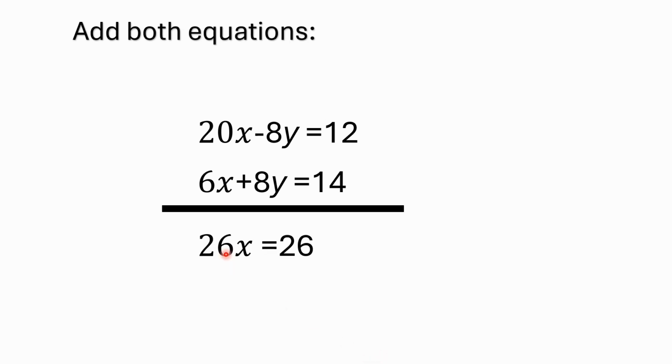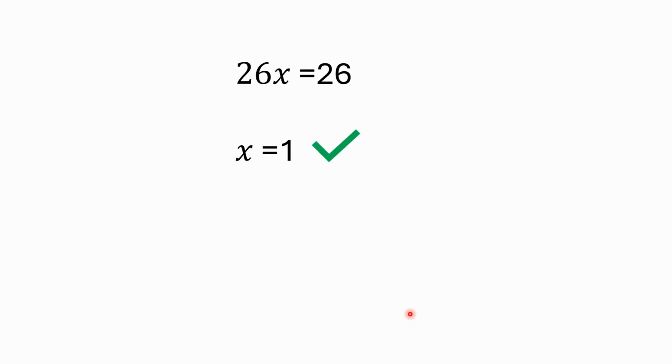All right, so the next thing would be to add the equations together, and you're allowed to do that. You can add these two together. 20x plus 6x is 26x. Minus 8y plus 8y will give you 0, so we eliminate the y altogether. And then 12 and 14 equals 26. So 26x equals 26. Pretty easy, right? Well, you divide both sides of the equation by 26. It leaves you with x equals 1.